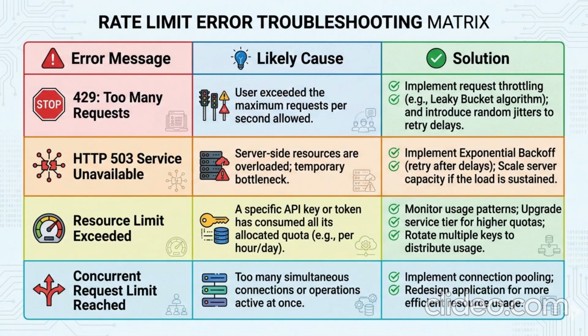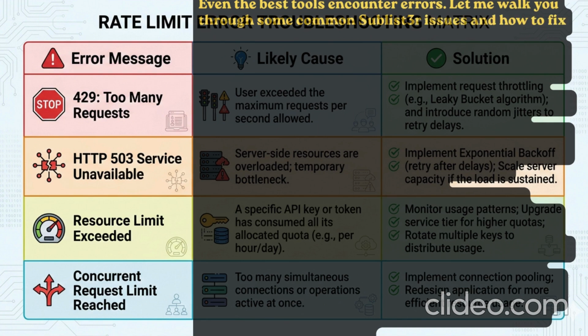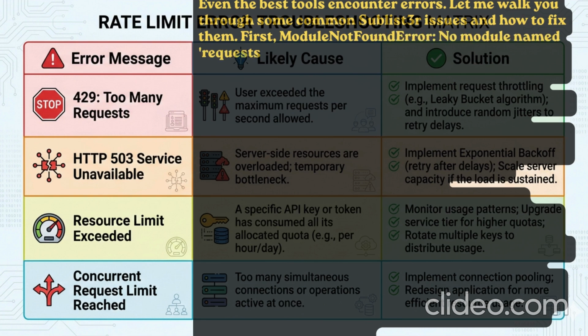Even the best tools encounter errors. Let me walk you through some common Sublist3r issues and how to fix them. First, module not found error: No module named requests. This means your dependencies are missing. Solution: run pip install requests dnspython argparse.